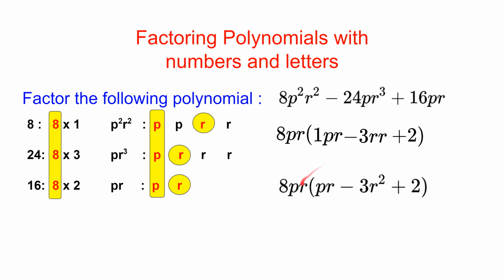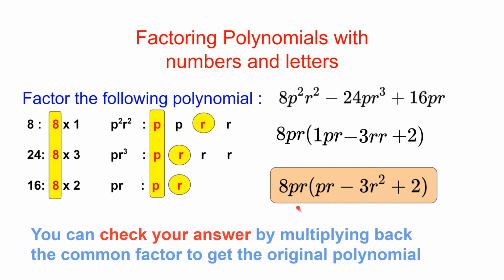Now you can double check your answer by multiplying back the common factor. So 8 times 1 is 8, p times p is p squared, r times r is r squared. So you get the idea. 8 times 3 is 24, p times nothing is p, r times r squared is r cubed, power 3, and so on.